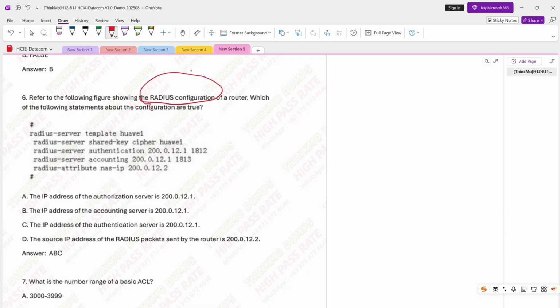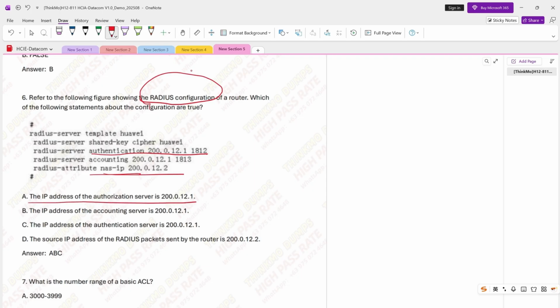So the relevant information in the configuration includes, as you can see here, an authentication address, right? Then there's also an accounting address, and then there's this one as well. NAS IP. Right? This is the original IP sent by the router when it sends the radius packet, not the server address, right? And the correct answer is this one.